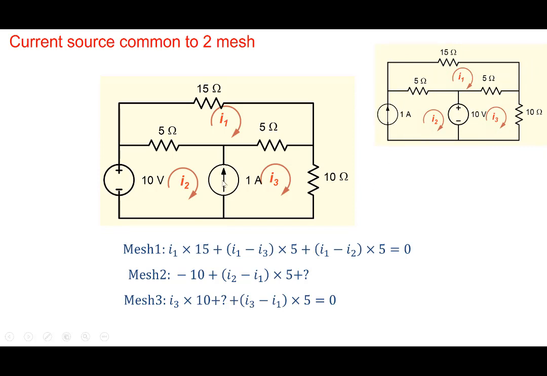Note that it is the current source at the boundary, shared between two meshes, which causes a problem. If we have a current source here which is not shared between two meshes, right? This particular branch is not shared here, then that doesn't cause a problem. In fact, it makes it easy. I2 is simply equal to 1 ampere here. But in this case, it causes a problem. We are unable to write the KVL for each one of those meshes.